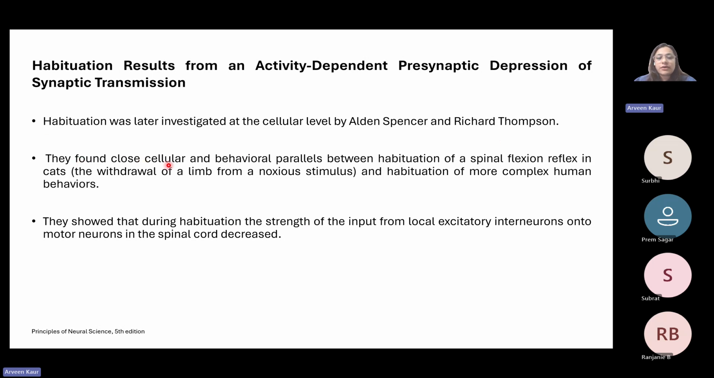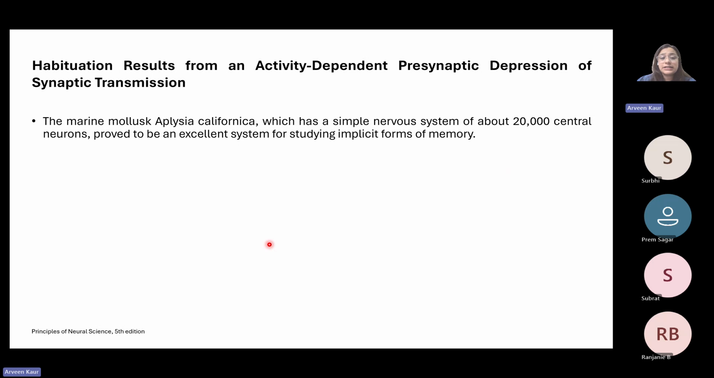What they did was they found close cellular and behavioral parallels between habituation of a spinal flexion reflex in cats and habituation of more complex human behaviors as well. They showed that during habituation, the strength of input from local excitatory interneurons onto motor neurons in the spinal cord is actually decreased. So they wanted to understand this, but at the level of higher organisms, there were so many other levels. There were inhibitory neurons, there were interneurons, there were multiple dendritic branches. So it was a very complex system.